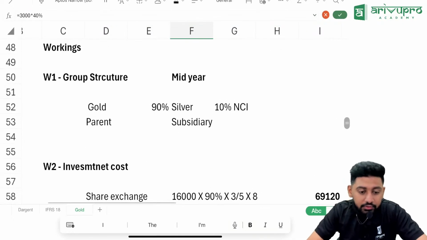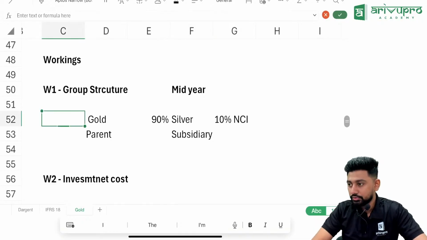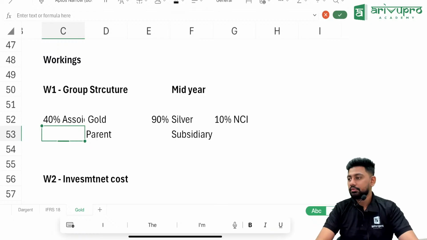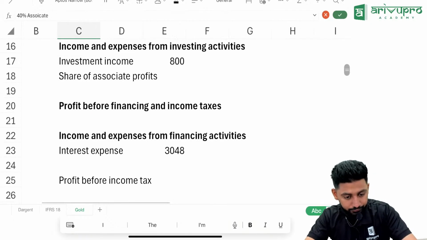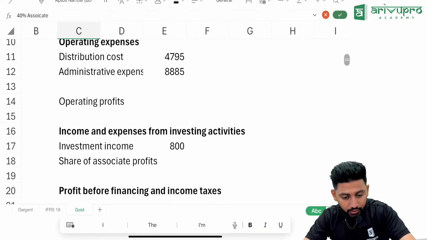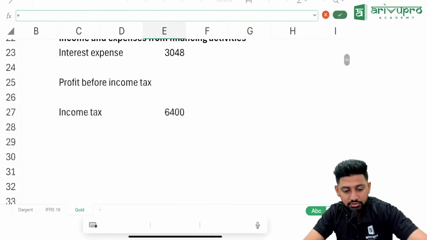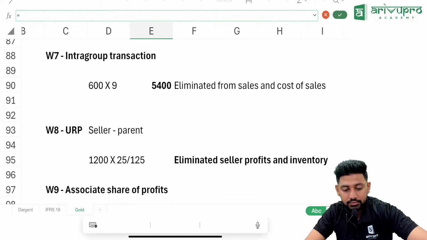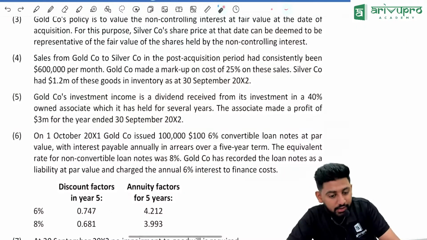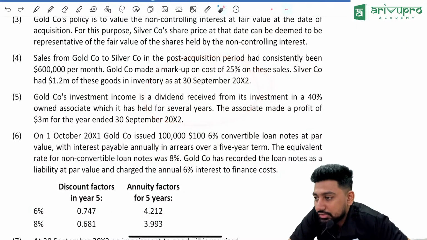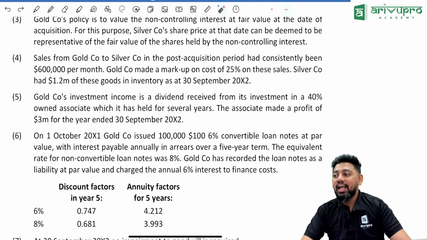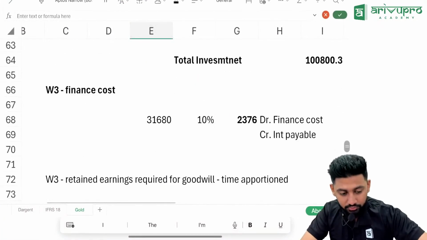Okay, I think our group structure is going to change. 40% associate. So I go to the top, and associate share of profits, I'm going to add 1,200. But they also say that we have received dividends. What should happen to the dividends? Eliminate them. Okay, go down.